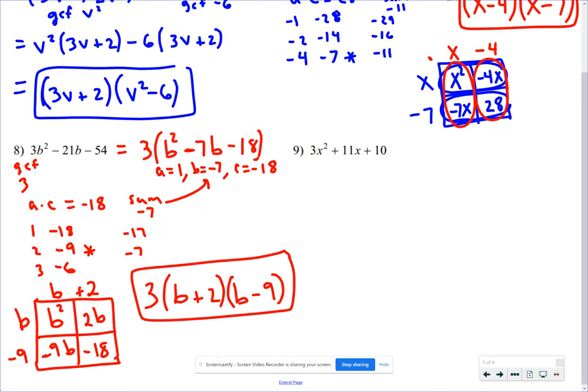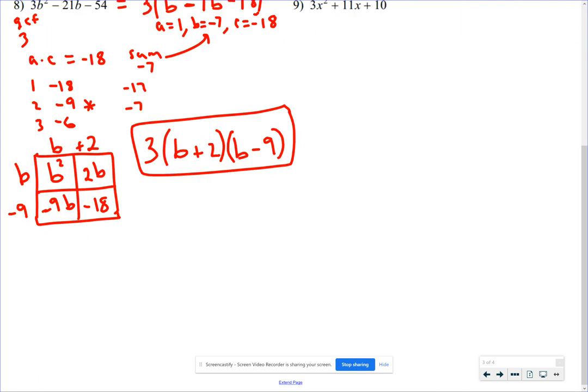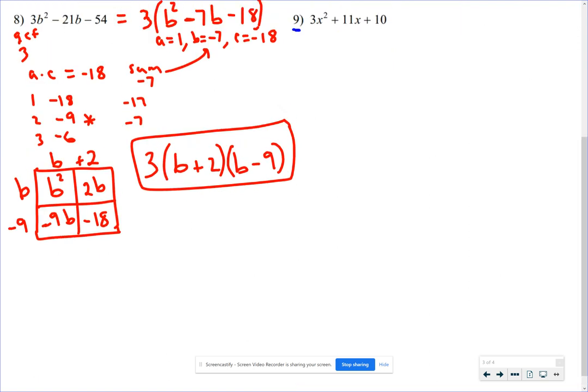Okay, so 3x squared plus 11x plus 10. Here we are right here. So look for a GCF. 11 is prime and so is 3, so the GCF is a 1. I'm going to identify the A, the B, and the C. A is 3, B is 11, C is the 10, right? C is the constant term. We're going to calculate A times C. So A times C is 30. I need a factor pair of 30 that adds up to 11.